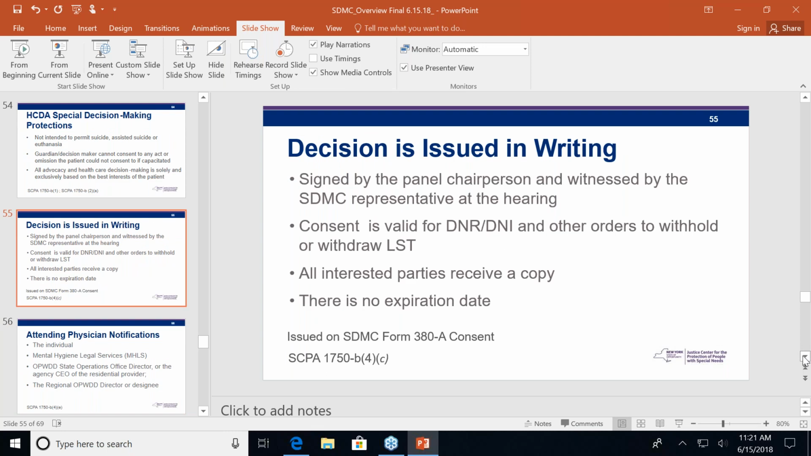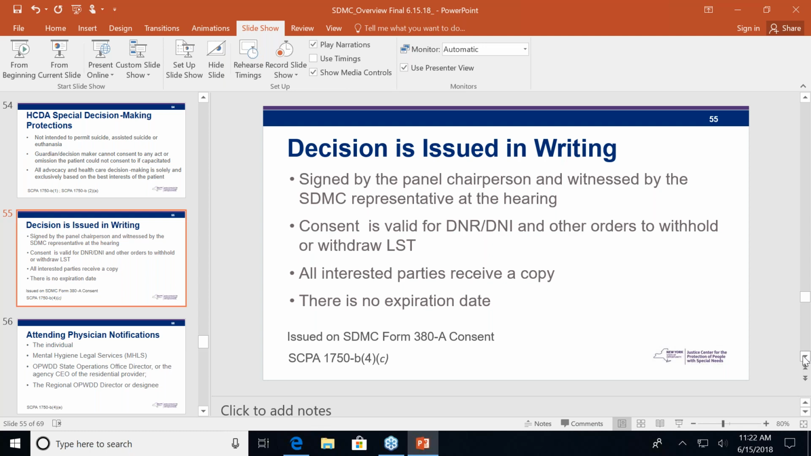When we issue consent through SDMC, our decision is always issued in writing, and this is important to note because when you complete the MOLS checklist, which you're still required to do even with the SDMC process, you're going to want to make sure that you note that it was completed in writing and that the 380A is attached to the MOLS checklist. It's going to be signed by the panel chairperson. It's witnessed by the SDMC representative at the hearing with the date of the hearing. The consent remains valid for DNR, DNI, and any orders to withhold or withdraw life-sustaining treatment with no expiration date.